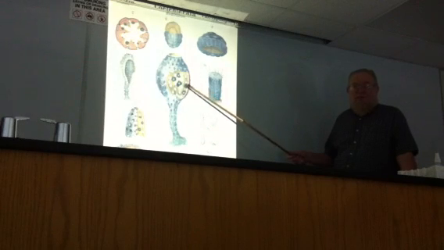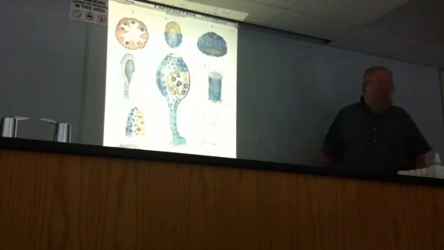Correct clade name: Calcarea. Pattern of water flow: Asconoid. Asconoid is the correct answer.